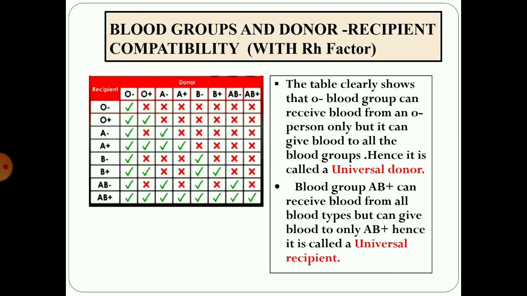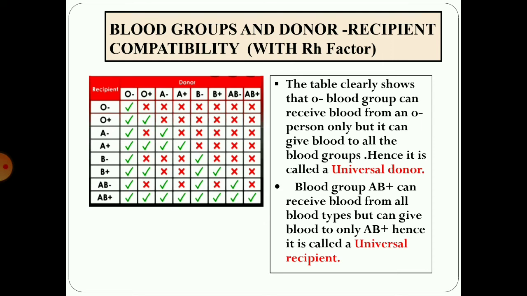Let us now discuss the blood groups and donor-recipient compatibility with Rh factor. The table clearly shows that O negative can receive blood from O negative persons only, but can give blood to all the blood groups. Hence, it is known as a universal donor. Out of O positive and O negative, O negative is the universal donor, because an O positive person cannot give blood to O negative.